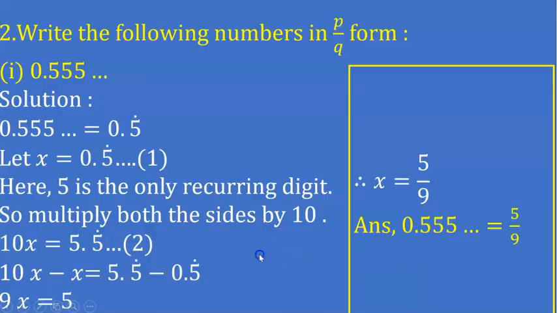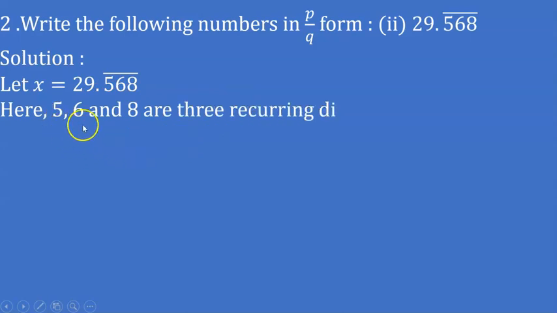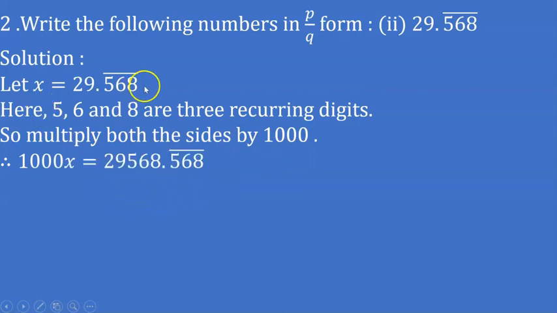Okay. Now next. Again, write this number 29.568 with a bar. Let x be equal to 29.568 recurring. Here 5, 6 and 8 are 3 recurring digits. So multiplying both the sides by 1000, you will get 1000x equal to 29568.568 recurring.